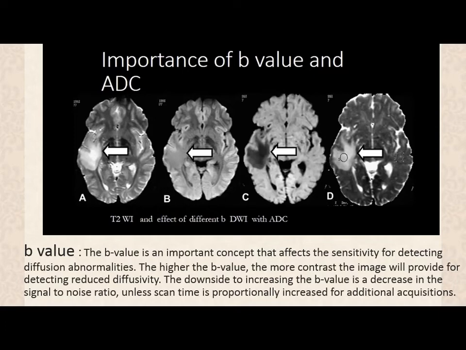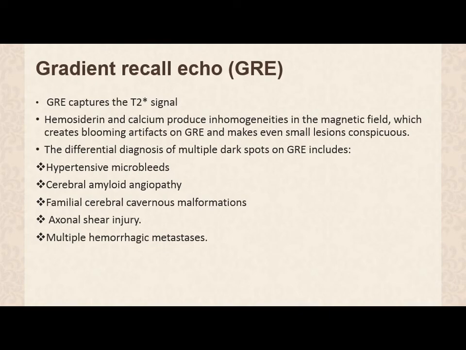Okay? Usually we use B value of around 1000. Sometimes some machines have 500, 1000, 2000. Standardized is 1000, but you can do more, but you will lose quality. You will lose details.